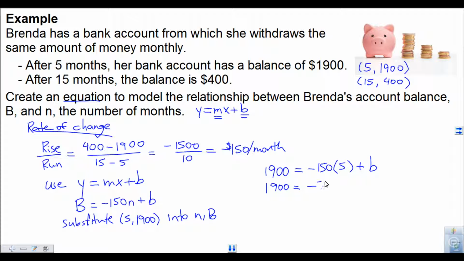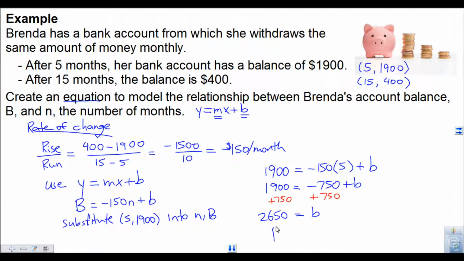So that would be negative 750 plus b. So now to solve this, I'm going to add 750 to both sides. So b here is going to be $2,650. Okay, so now that I know my rate of change and I know my initial value, the question was asking me to create an equation.